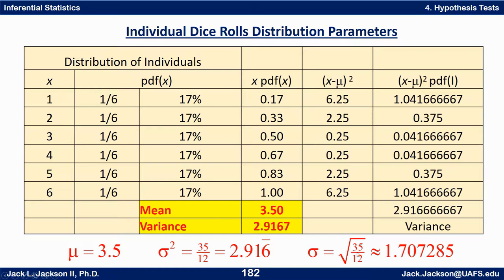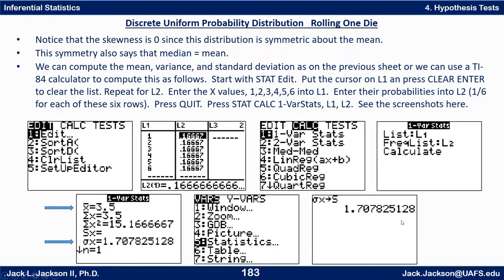Then the standard deviation is the square root of the variance, the square root of 35/12, or approximately 1.707825. Now we could do it that way, which is really the way you do it, or there's a shortcut of sorts by using a calculator. So we can let the calculator compute this for us.